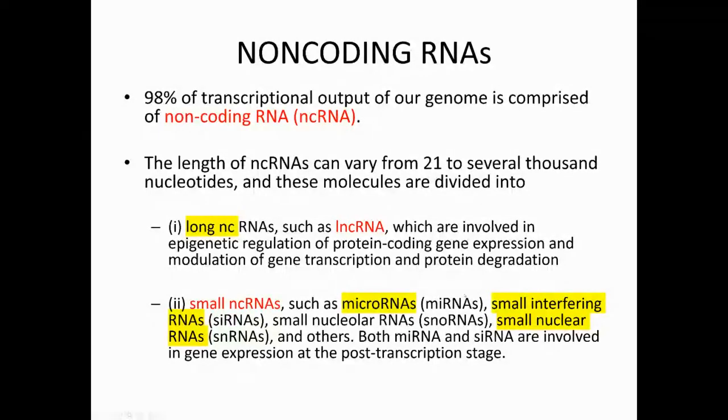And also we have small interfering RNA, which normally refers to an exogenous source, like viral infection or synthetic double-stranded RNA. They can be cut by Dicer to between 21 and 25 nucleotides. That's siRNA. And small nuclear RNA, snRNA. So these are small ncRNA.